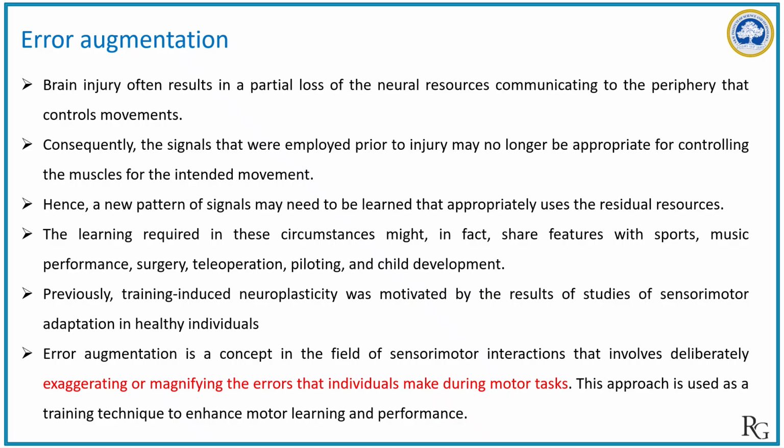Importantly, much of this learning happens implicitly, without conscious awareness. This makes error augmentation a powerful tool for rehabilitation. It can guide the nervous system to learn and correct movements through experience rather than explicit instruction. So, in a nutshell, error augmentation means making errors, especially amplified ones, and it can help the brain learn in a better and faster way.